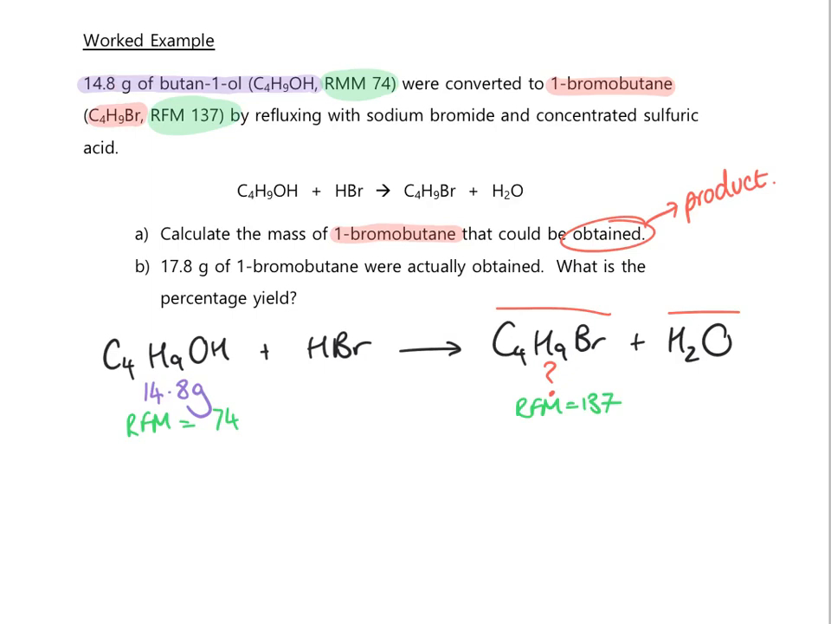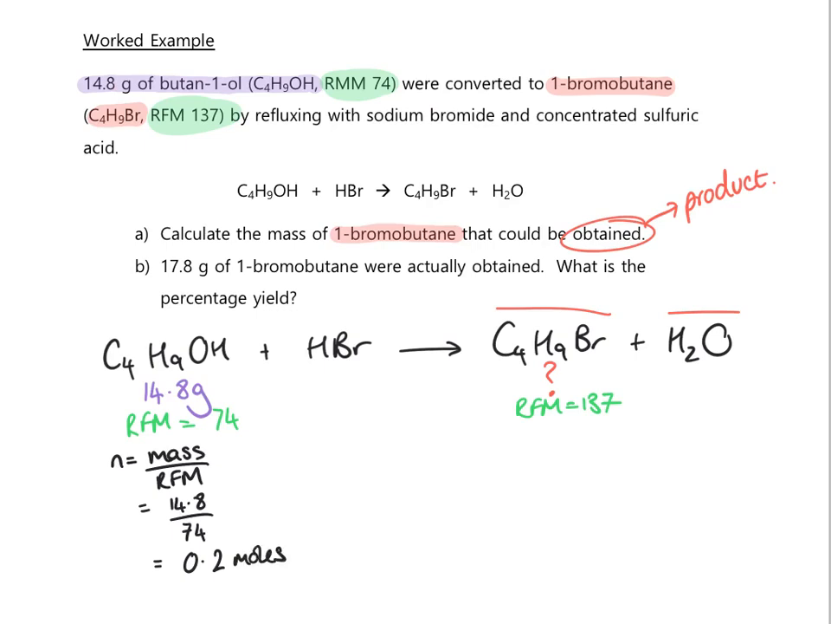Okay, so a reminder of what we were trying to do. Part A, calculate the mass of 1-bromobutane that could be obtained. So what I need to do is work out my number of moles of butan-1-ol and bring that over, because remember, we can only transfer the number of moles over. So n equals mass over Rfm. You should be very familiar with that equation by now. Our mass is 14.8. Our Rfm is 74. Put that into your calculator. Take a second and do that. And that should give you a number of moles of 0.2 moles.